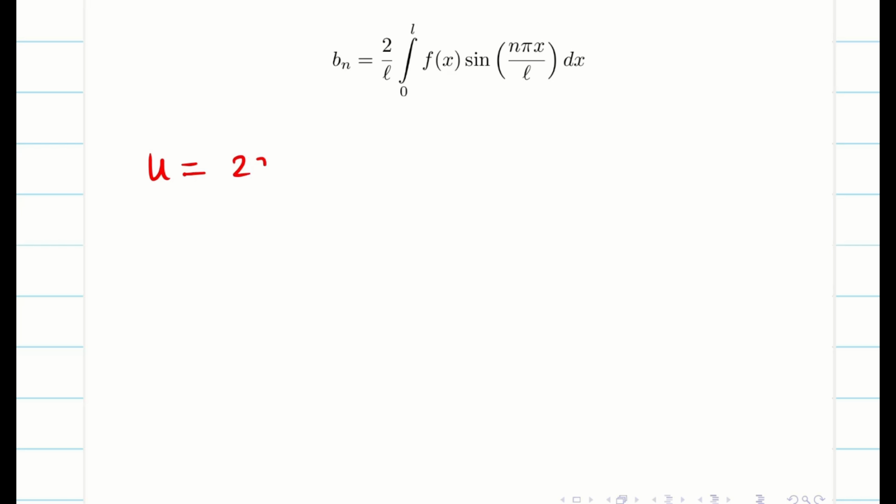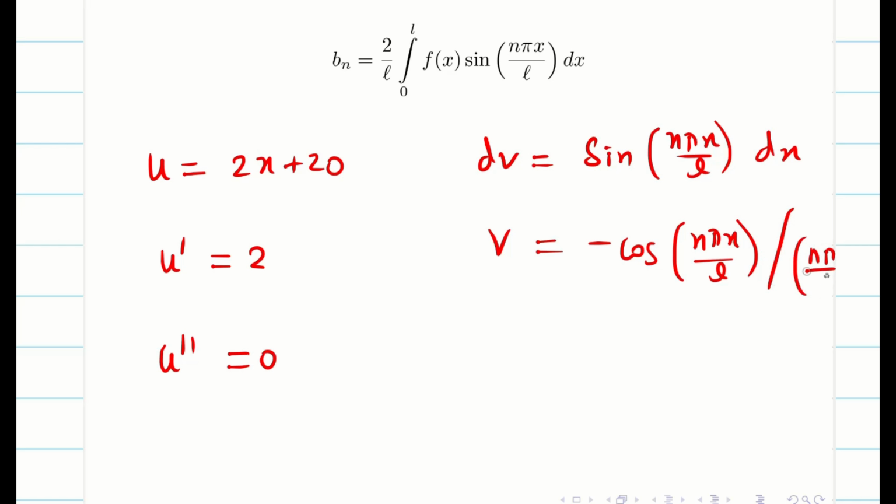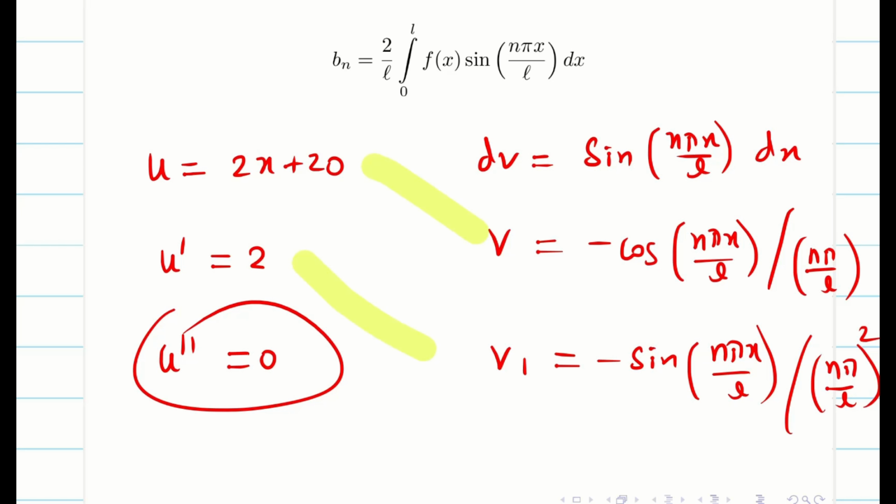Now I'll take u as 2x plus 20, my diminishing function. U dash is 2, u double dash is 0. dv is equal to sin(n pi x by L) dx, and integrating this will give minus cos(n pi x by L) divided by n pi by L. And v1 is going to be minus sin(n pi x by L) divided by (n pi by L) whole square. Now mapping uv and u dash v1, all the remaining terms will become 0. I can find the answer for Bn.